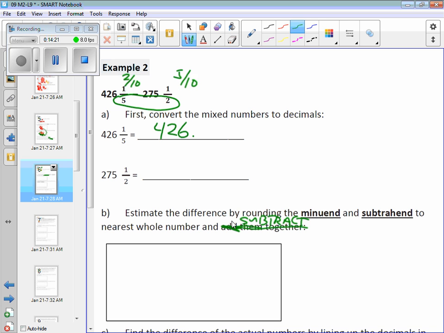426 point, what? Say it out loud. 2/10. 275.5. Okay? The rest you're going to do on your own, and then you're done for today.